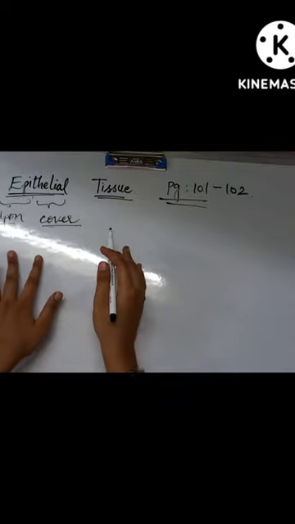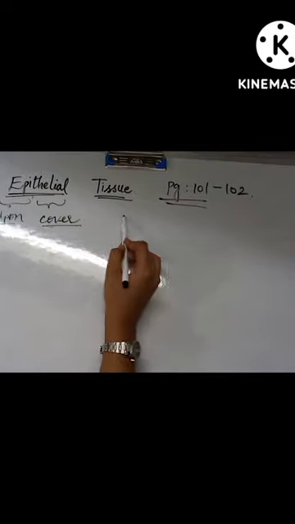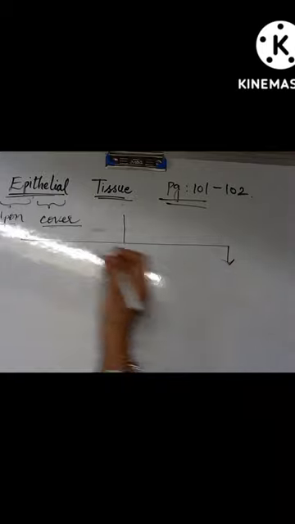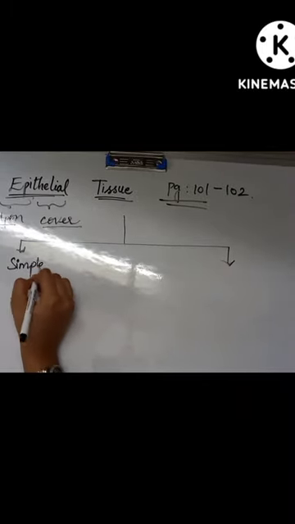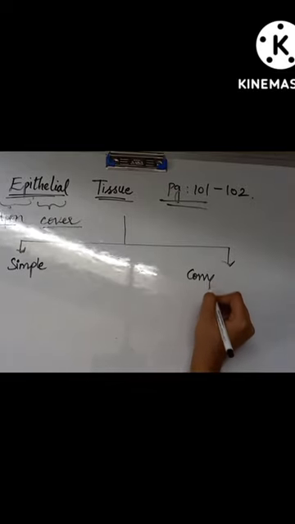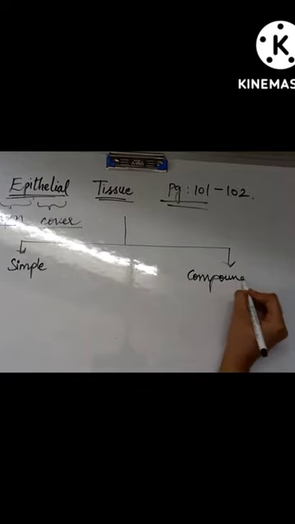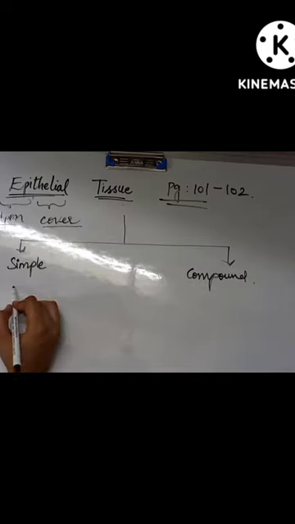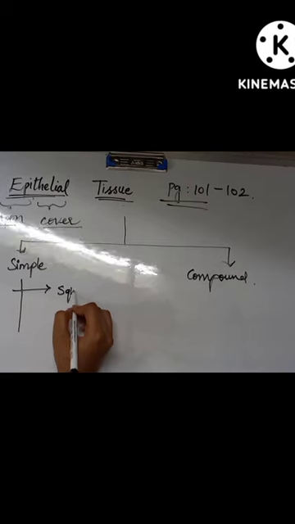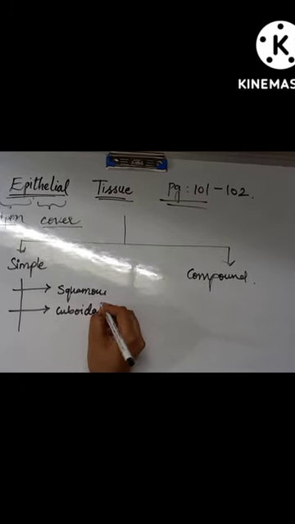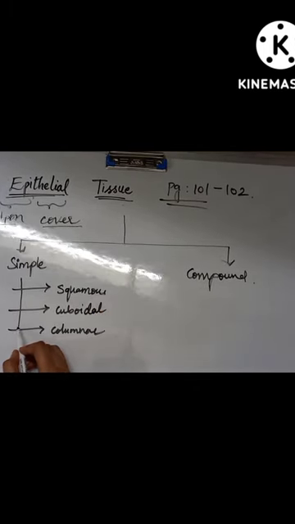So now we can see that epithelial tissues are broadly classified into two types. What are those? Simple and compound. Simple tissues and compound tissue. So the simple tissues are again divided into four types. First one is squamous. Second one is cuboidal. Third one is columnar. And the fourth one is ciliated.